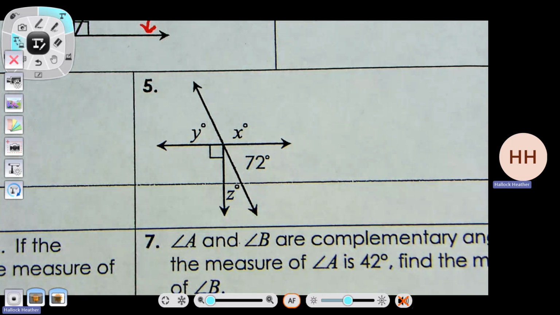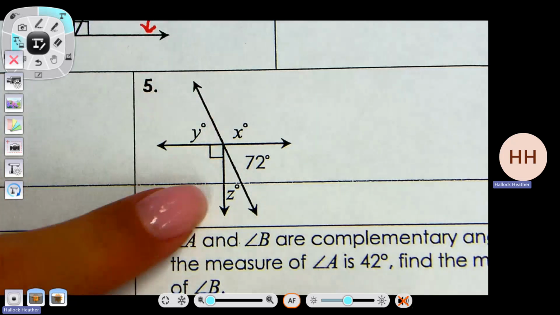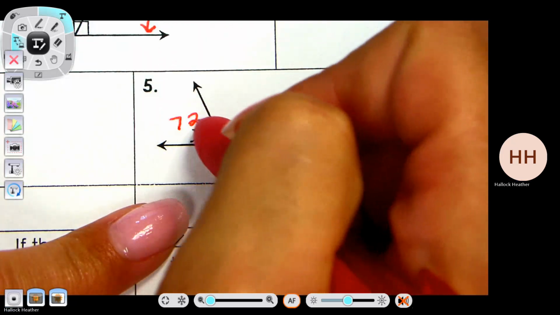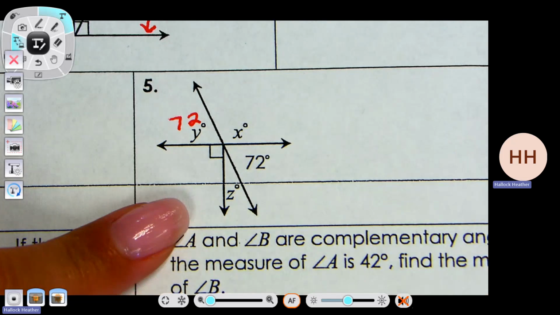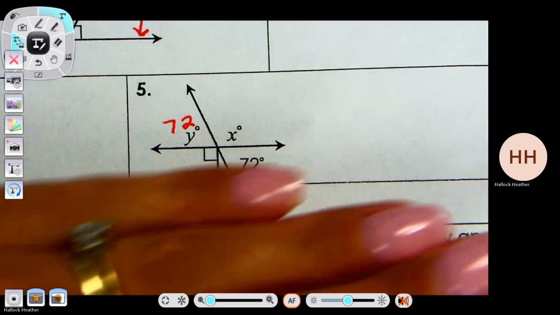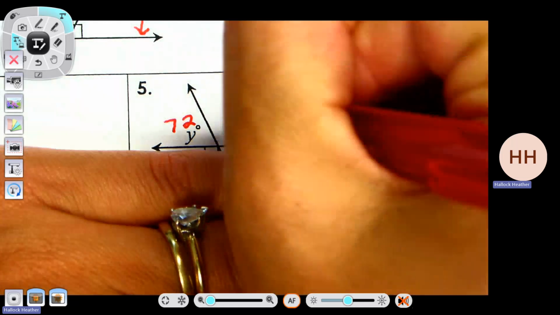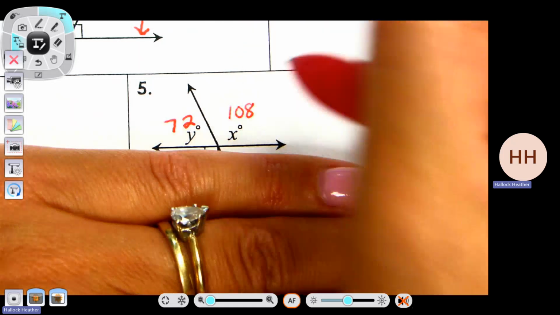Just saying. Okay, where can 72 go? Y. Now, I think it's easier to find X first, 108, which is 108. It's a straight line. 72 and 108 are a linear pair. They add to make 180.